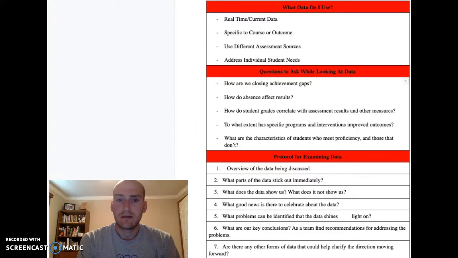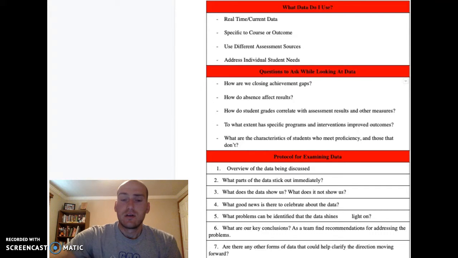So to implement this in our district, it would take a total culture shift, which would be great. So this protocol here would help us to take those steps towards that culture shift.